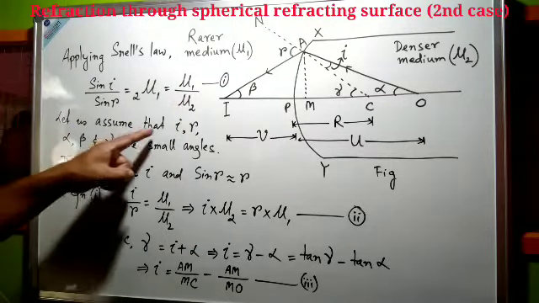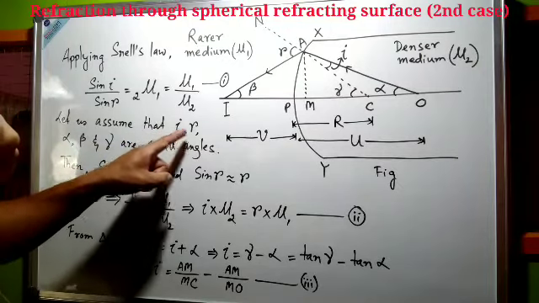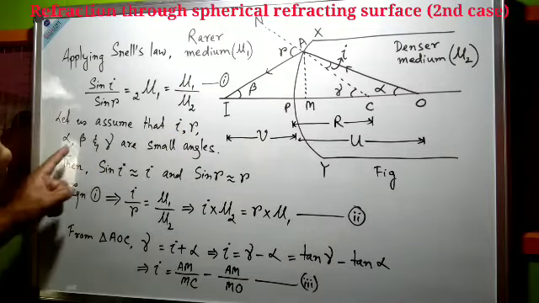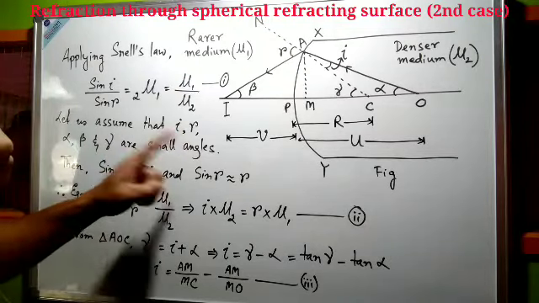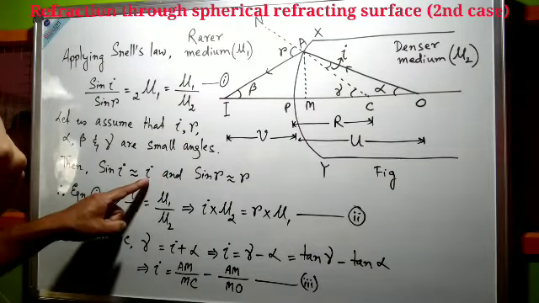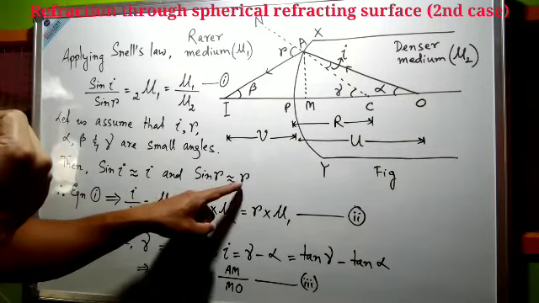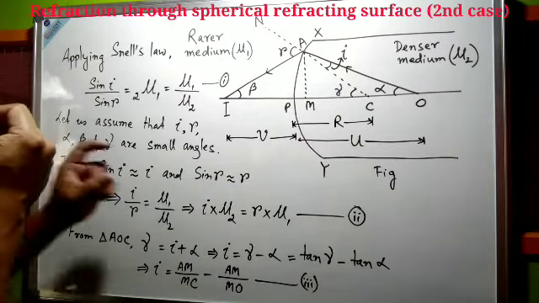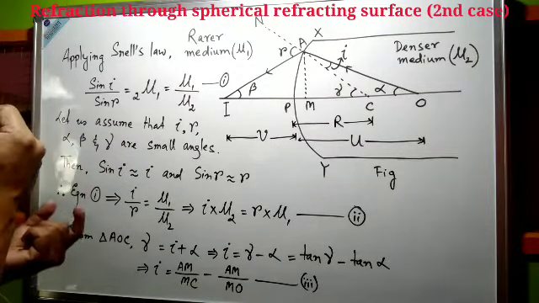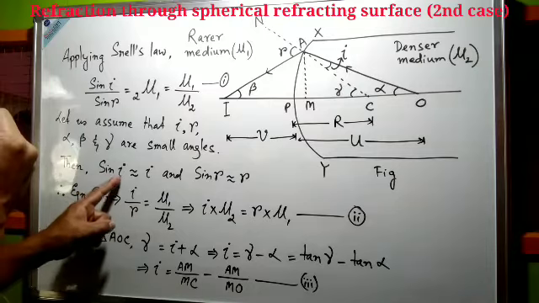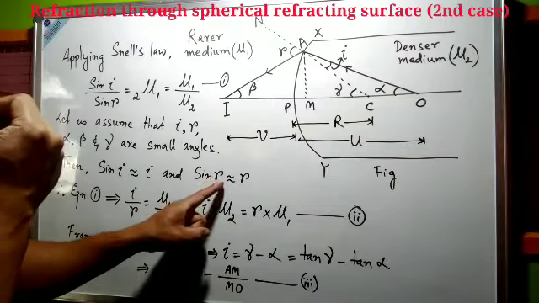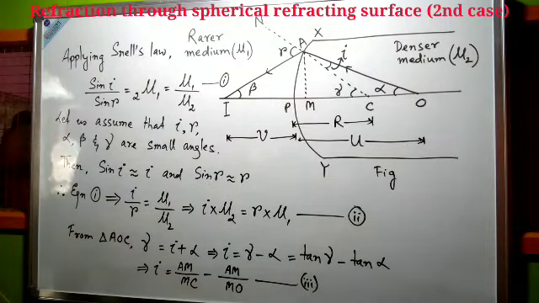Next, let us assume that I, R, alpha, beta and gamma, that is angle of incidence, angle of refraction, alpha, beta and gamma are small angles. Then sine I can be written as small i and sine R can also be written as small r. That is, when angles are very small, then we can neglect the sine function. So we may write like this: sine I is approximately equal to angle I, and similarly sine R is also approximately equal to angle R.